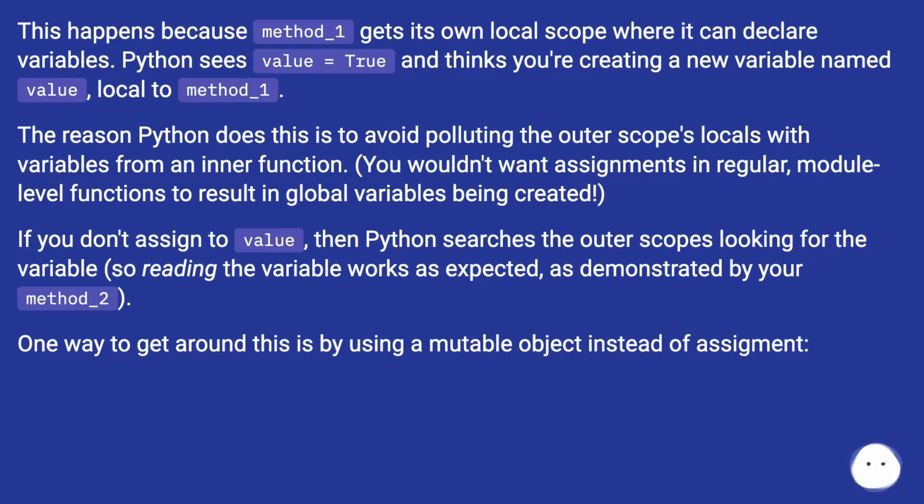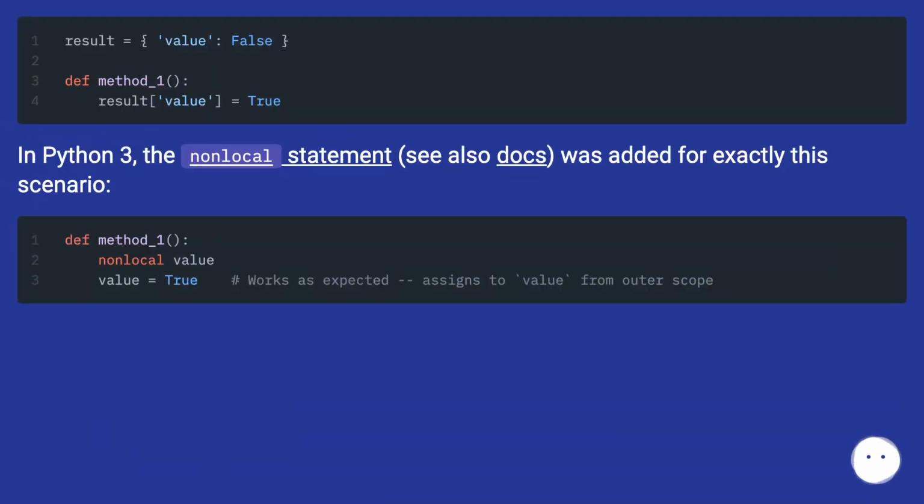If you don't assign to value, then Python searches the outer scopes looking for the variable, so reading the variable works as expected, as demonstrated by your method_2. One way to get around this is by using a mutable object instead of assignment. In Python 3, the nonlocal statement, see also the docs, was added for exactly this scenario.